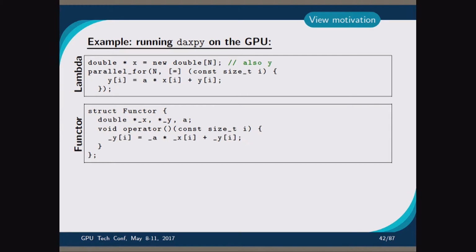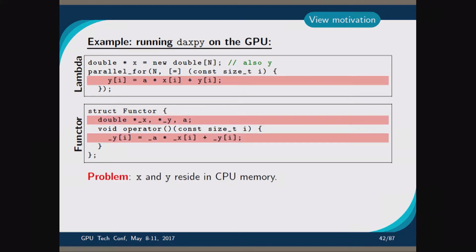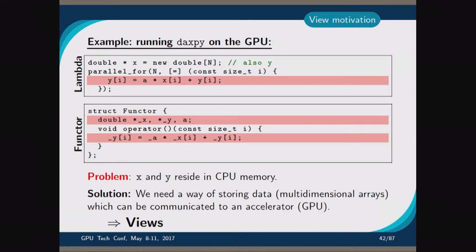So say we have our lambda expression, and we're going to be doing a simple AXPY operation: y equals a times x plus y. To do this, we have the pointer and we're going to operate on it. If you do it as a functor, then you have to capture the variables. If you do it as a lambda, all those problems go away. Now the problem is if you've done this with new double, that means x and y reside in CPU memory. That means the GPU can't touch it. So what do we do about that? How do we handle that properly?